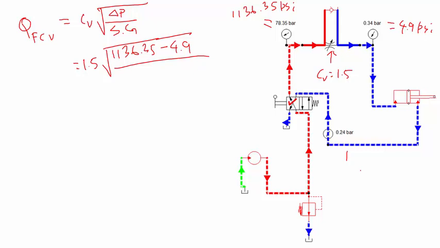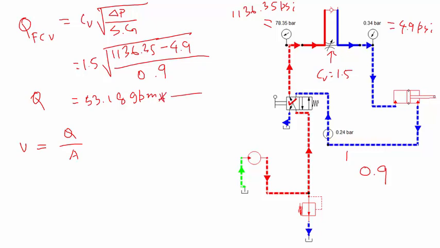Let's think about something like motor oil. It has a specific gravity of 0.9, so let's use 0.9 there. So I have got that, and this will come in gallons per minute. I got 53.18 gallons per minute. So that's my Q. If I want to calculate the velocity, then that would be Q divided by A. I can convert this Q, gallons per minute, to cubic inches. I know that 1 gallon is 231 cubic inches, and 1 minute is 60 seconds. So I can convert that way.